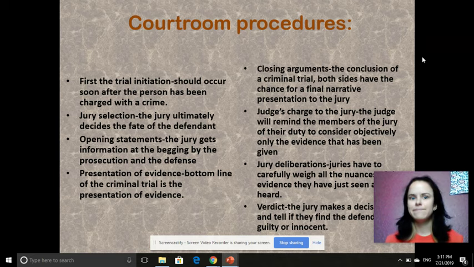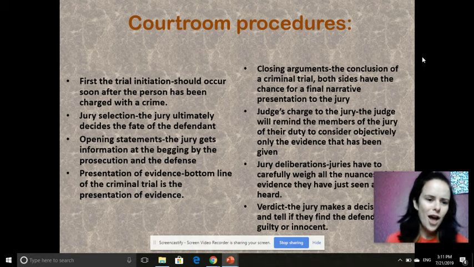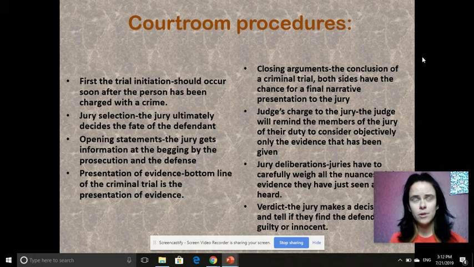Moving on. Now this is one of my other favorites, the courtroom procedures steps that are taken. The first is the trial. It should happen right away after the person has been charged with a crime. Okay, moving on. The jury selection. The jury is made out of 12 people, which is pretty cool.